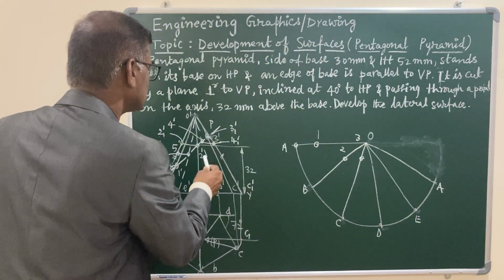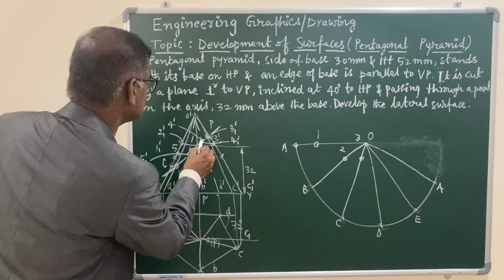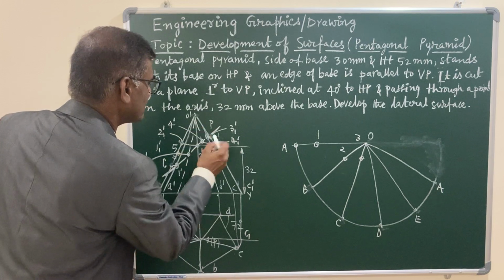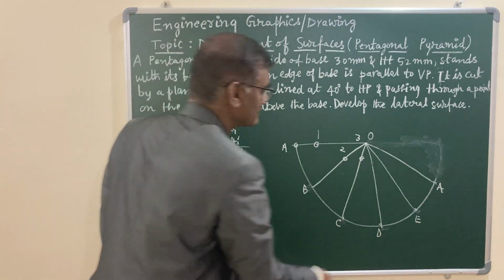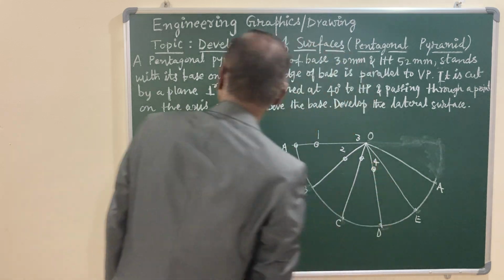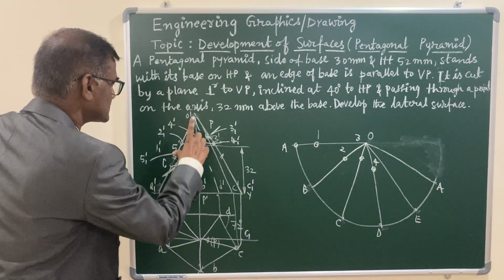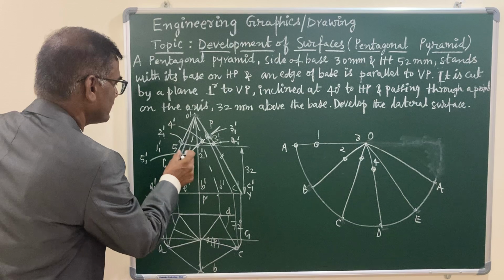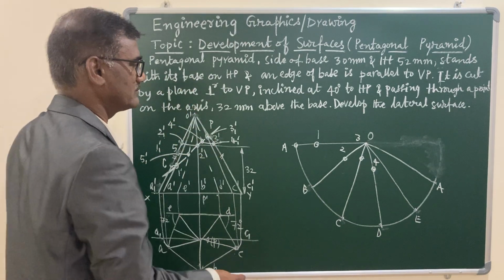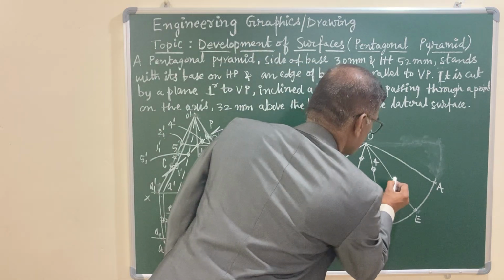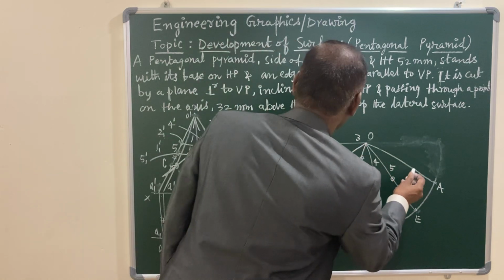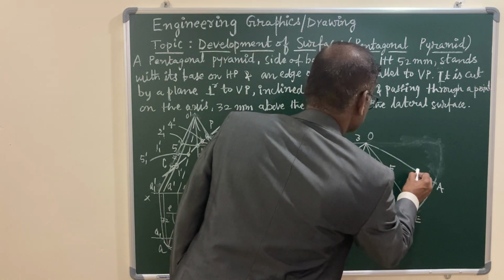And 4 is this point on the hidden edge. This is your 4 1 prime. O prime 4 1 prime, this length, a little more length. Then you can take it as this is your 4, and 5 is this length. It is 5 1 prime, this length, which is marked here as 5 1 prime. You can look at it here. This is your 5, and lastly 1 will be the same.